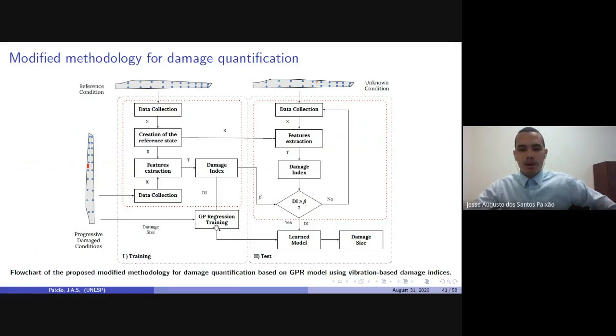After training our model, we use this model in the test step. We are supposed to have a wind turbine blade in an unknown damage condition. Then we collect data from this structure. We compute the feature vector in the feature extraction step. We compute the local and the global damage index, and we classify the structure. If there is damage in the structure, then we use this global damage index to estimate the damage size, which in this case is the debonding size.